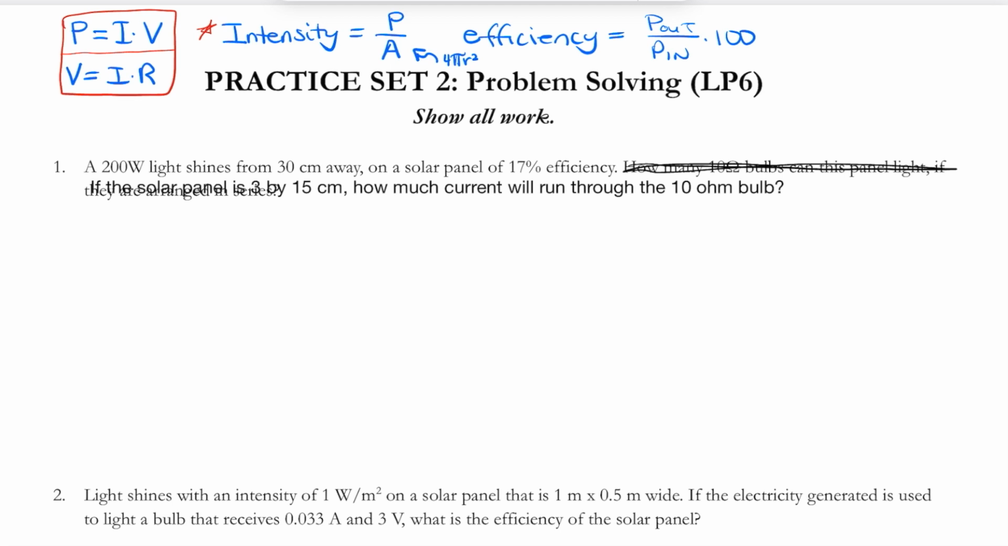For a sphere, surface area is 4 pi r squared, but surface area for a rectangle is just length times width, so we'll be using both. We also will be using efficiency. So let's see what this looks like.